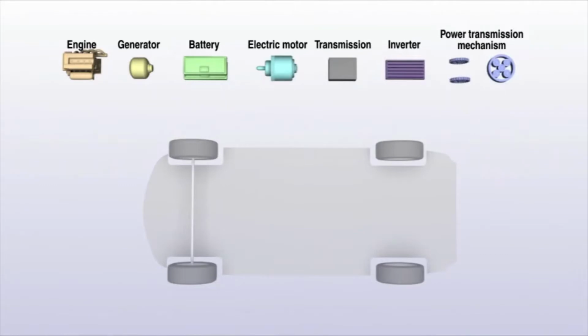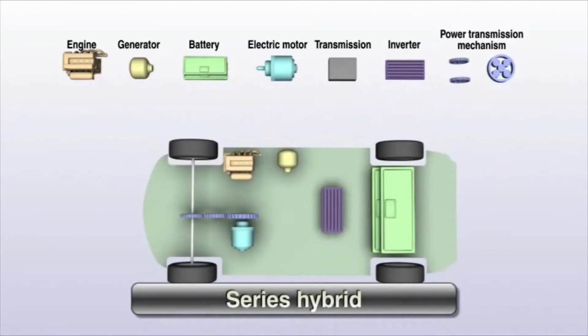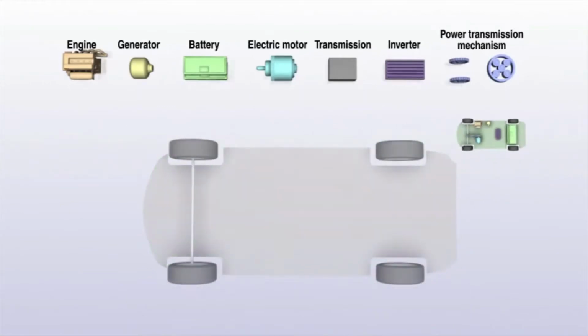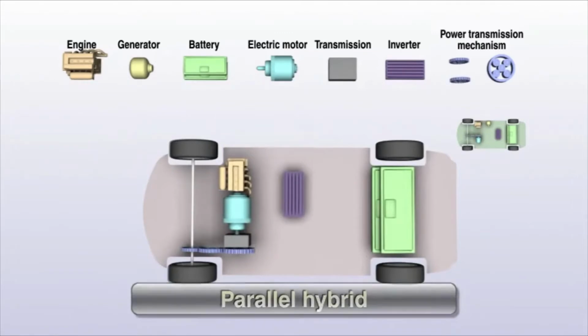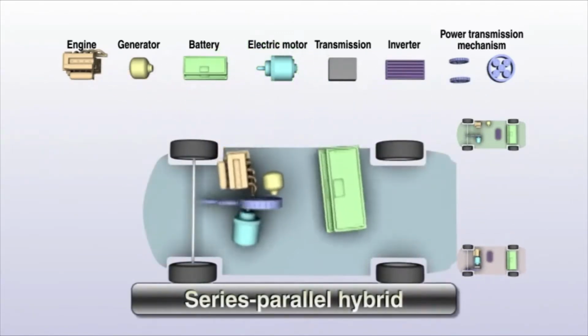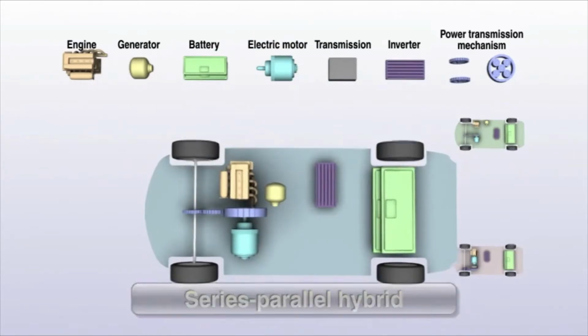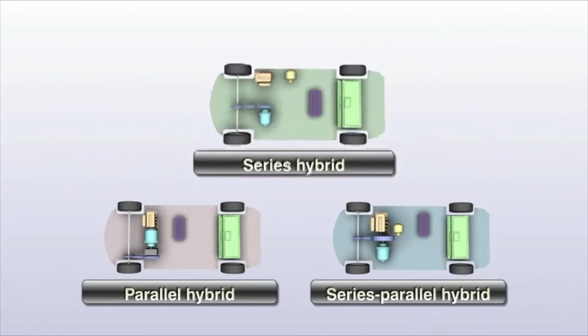The hybrid drivetrains are classified into three types: series hybrids, parallel hybrids, and power split or series parallel hybrids. Let's begin with the series design.